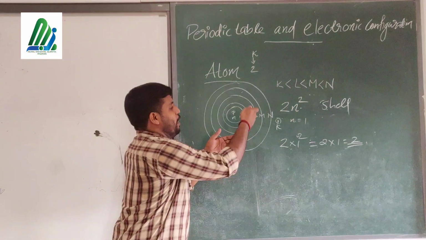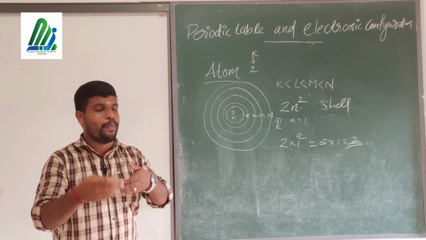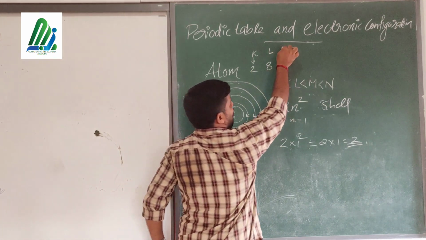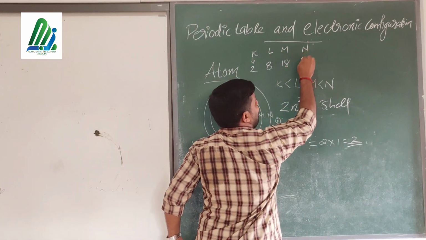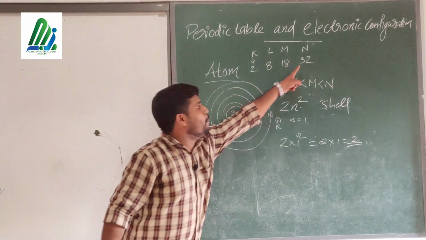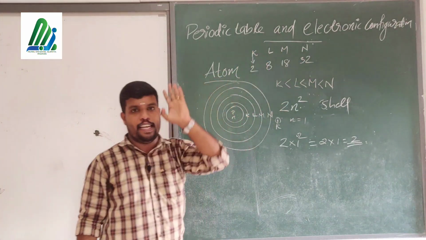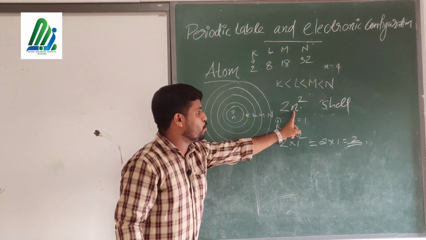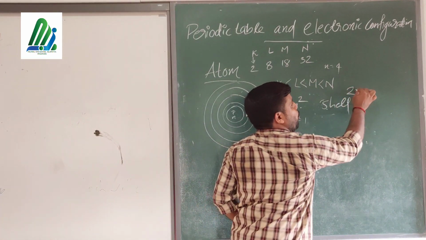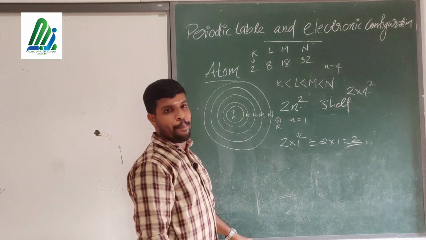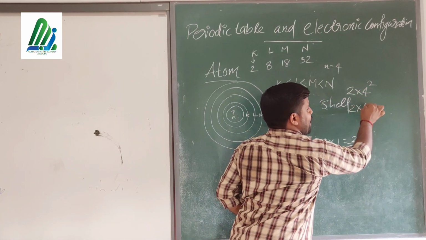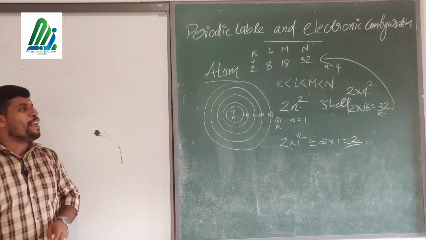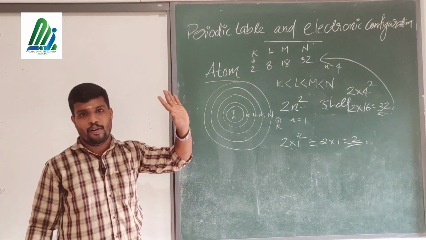Like that, we can find the maximum number of electrons accommodated in each shell. In the L shell, if you substitute the values, we get the answer 8, in the M shell it is 18, and in the N shell it is 32. How do you get the number 32 here? Because N is the fourth shell, the value of n is equal to 4. So the equation is 2n square, 2 into 4 square. 4 square is 16, and 2 into 16 is equal to 32. The maximum number of electrons that can be accommodated in the N shell is 32. Okay, you get the idea.